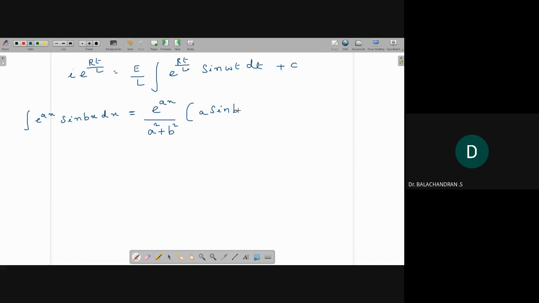A sin bx minus b cos bx. Where did you study this one? Sir, in the 11th. I studied it in 11th, I also studied it in 11th. Okay, that's why.